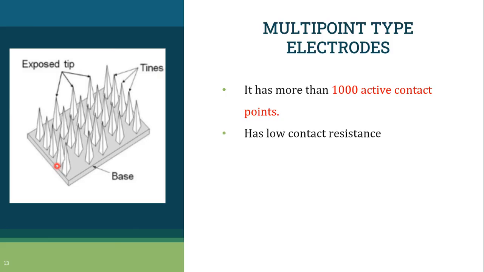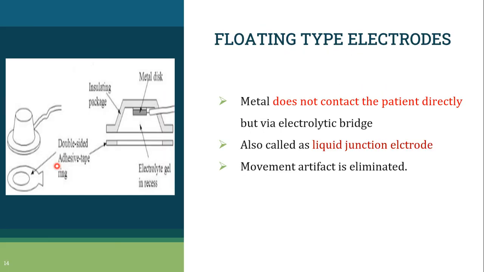The final type of surface electrode will be the floating type electrode. So the electrolyte gel is placed inside an insulating package. It is also called a liquid junction electrode. The motion artifact could be easily removed or eliminated by this type of electrode, similar to the metal plate electrodes. These are the five different types of surface electrodes.